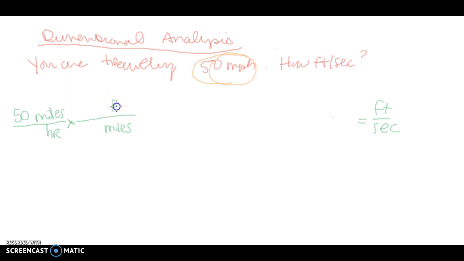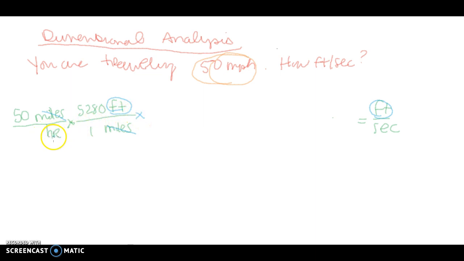So let's just go straight to feet, because I happen to know that 1 mile is 5280 feet. Since I put miles on the bottom and there was a mile on the top, those cancel out. Now I've got feet per hour. This is good, this is what I want at the end, so I'm going to leave that, but I still have to get rid of hours.